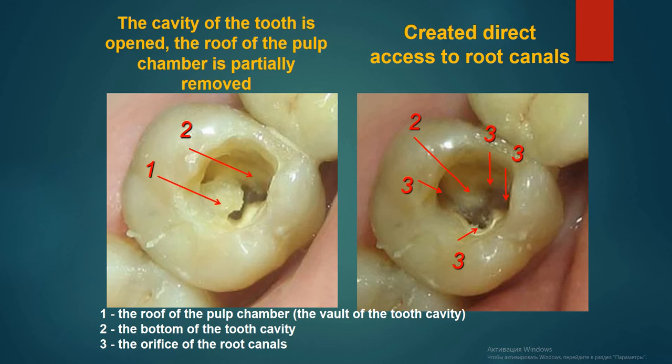In the left picture we see the cavity of the tooth is opened, the roof of the pulp chamber is partially removed, and in the right picture we see created direct access to the root canals. First number, it is the roof of the pulp chamber, the vault of the tooth cavity. The second, the bottom of the tooth cavity. Third, the orifice of the root canals.